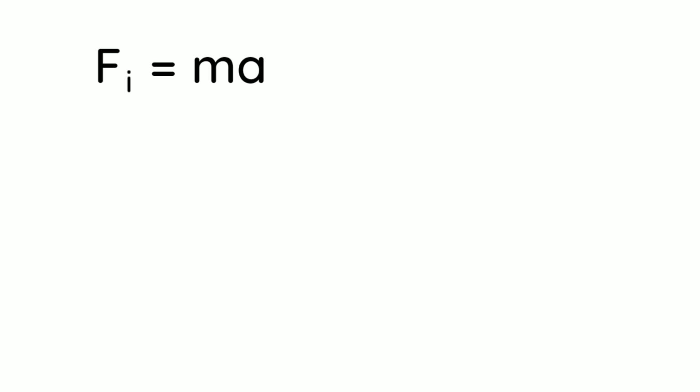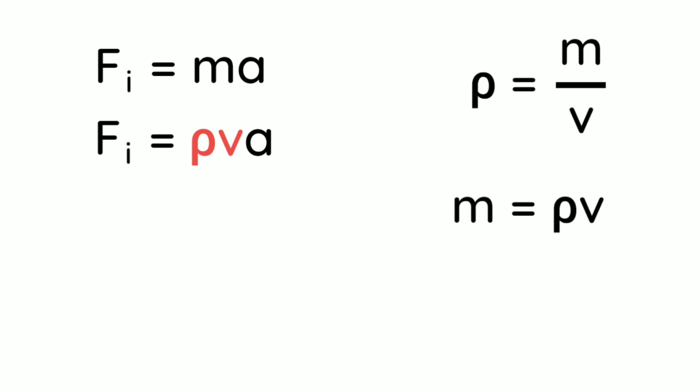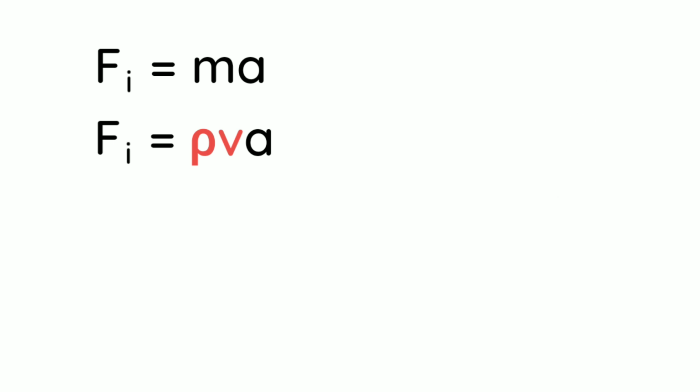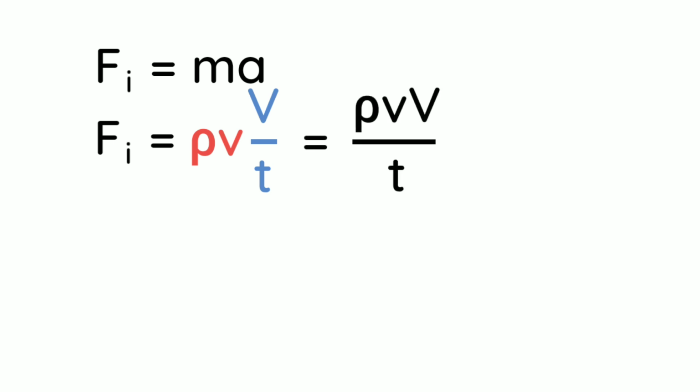However, since we're dealing with fluids, we replace mass with density rho times volume v, which we obtained from the density formula. Also, we know that acceleration is equal to velocity over time. Thus, we also replace a as v over t. Hence, the formula for inertial force becomes density rho times volume times velocity over time. Or, we can write it this way.